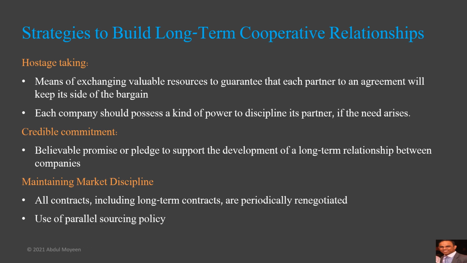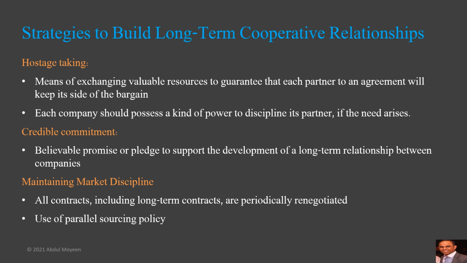Third one is maintaining market discipline. Every contract, including the long-term contracts, should be periodically renegotiated, usually every 3 to 5 years, so the supplier knows that if it fails to live up to its commitments, its partners may refuse to renew the contract. So this is one yardstick.